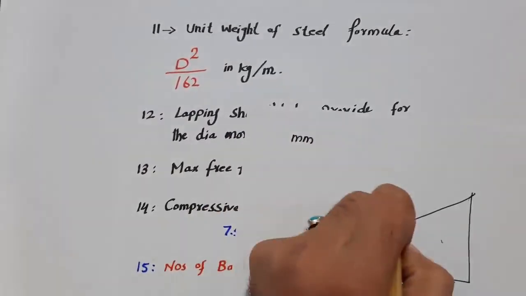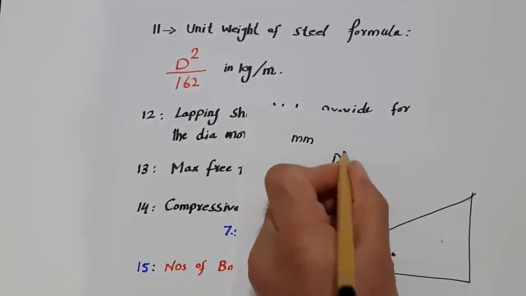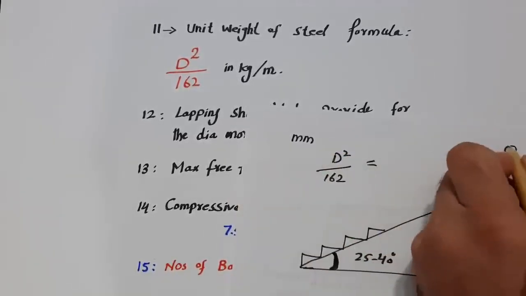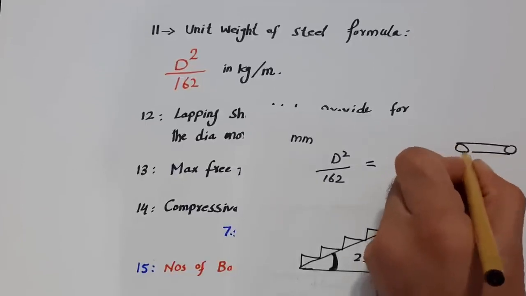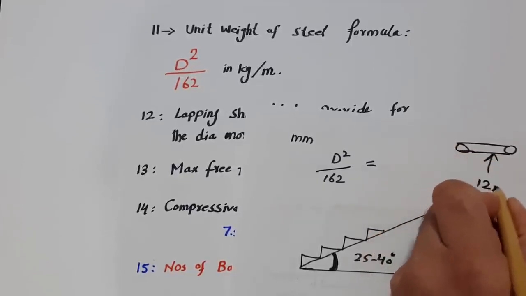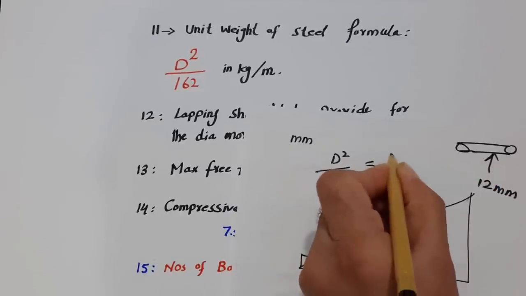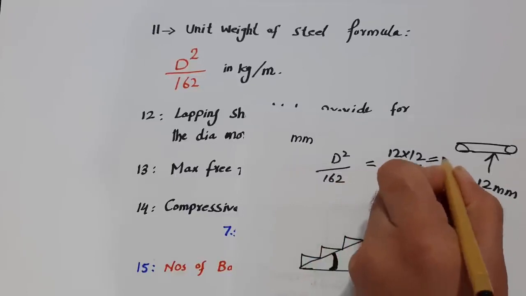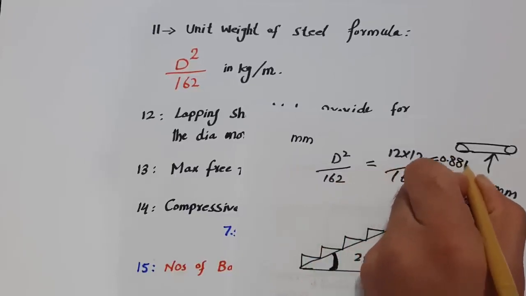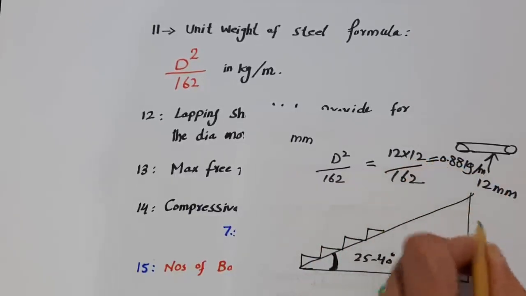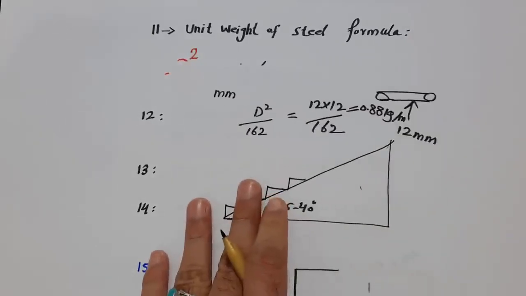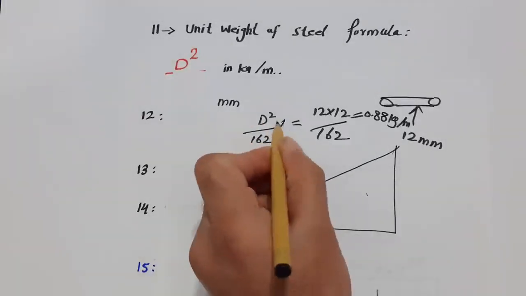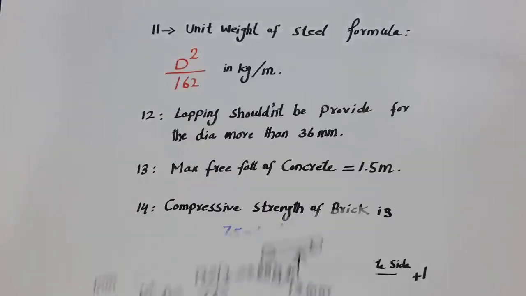For example, I am using the formula D square divided by 162. Say I am using a steel rod whose dia is 12 millimeter. So the formula will be 12 multiply 12 divided by 162. It will become 0.88 kg per meter. So this is the weight of steel for 12 millimeter dia of steel rod. With the running length you can also multiply, right?